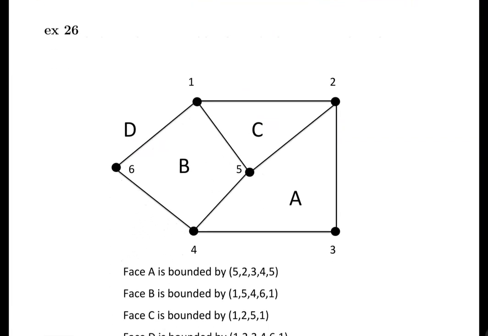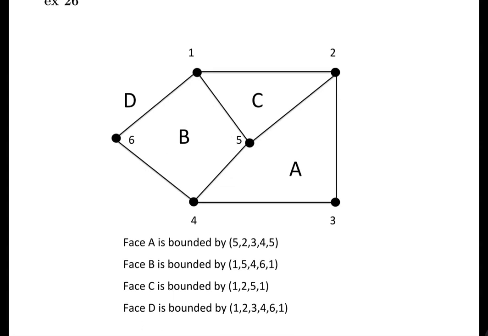So here's an example of a planar graph. Right? No edges are crossing. And we have these faces or these boundaries. So A is bounded by 5, 2, 3, 4, 5, if you go around that cycle there. Similarly for C, for B, and then they have the whole outside, which we're going to call D.